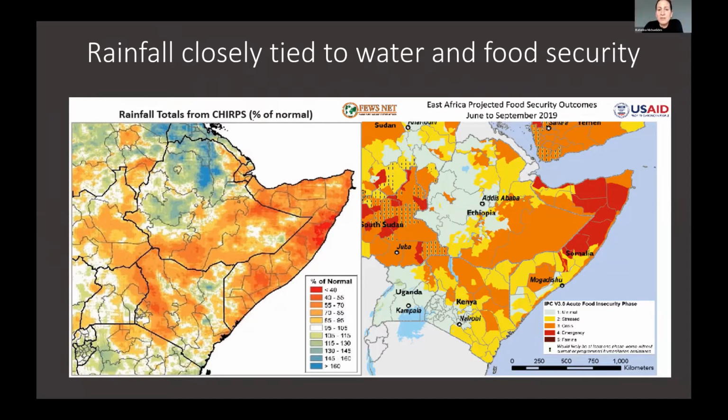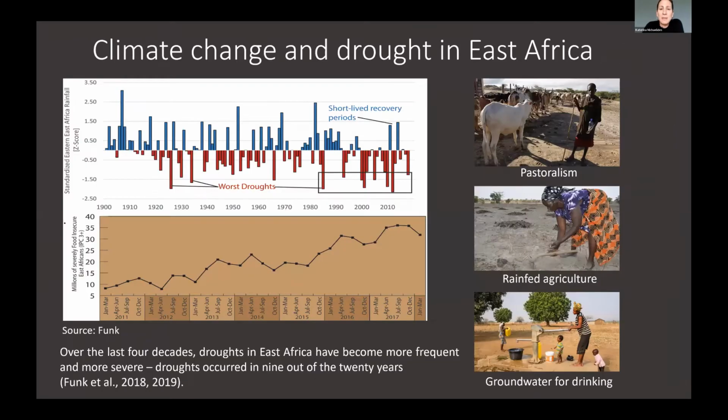As you can see on this image, on the left-hand side we have the rainfall totals for the June to September 2019 period, and on the right-hand side is the food security projection. And you can see that they're really closely mapped. So what happens to rainfall intimately affects water and food security in the region, with the potential to affect millions of people's lives and livelihoods. So there are challenges here with thinking about what climate is doing to the region, and how climate change is going to impact these livelihood systems.